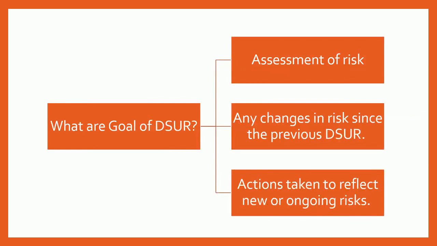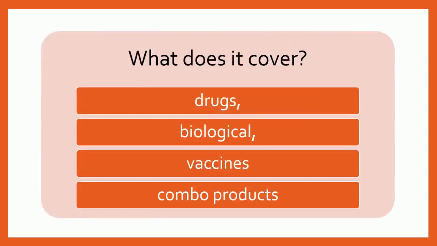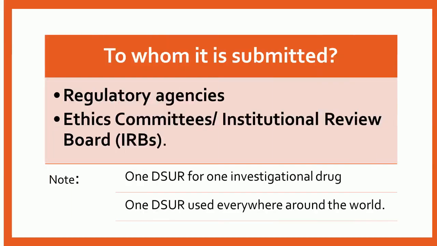What are the goals of DSUR? Its goal is the assessment of risk and any changes in risk since the previous DSUR. It also notes actions taken to reflect new or ongoing risks. What does it cover? It covers drugs, biological, vaccines and combo products. To whom is it submitted? The document is submitted to regulatory agencies and sometimes also to ethics committees and institutional review boards, IRBs.